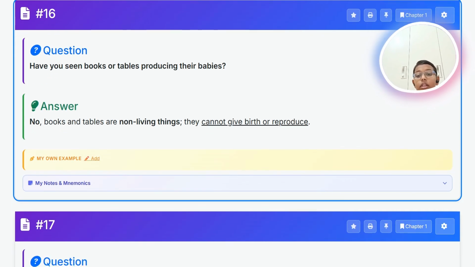Have you seen books or tables producing their babies? No, books and tables are non-living things. They cannot give birth or reproduce.